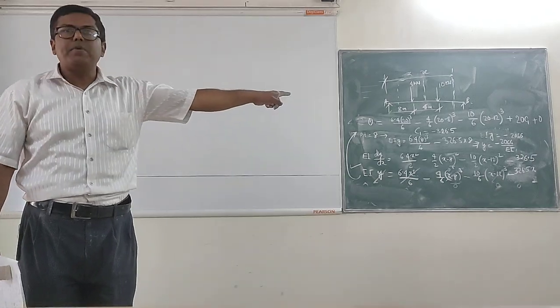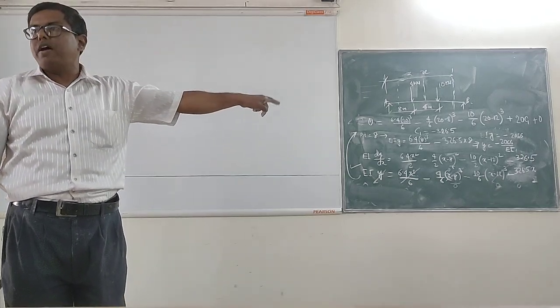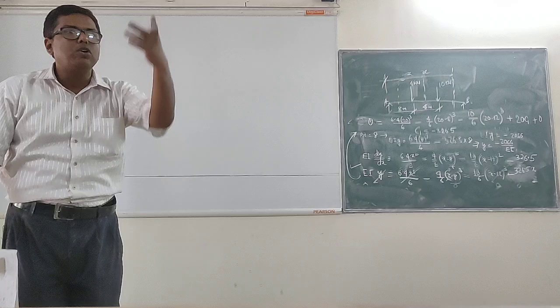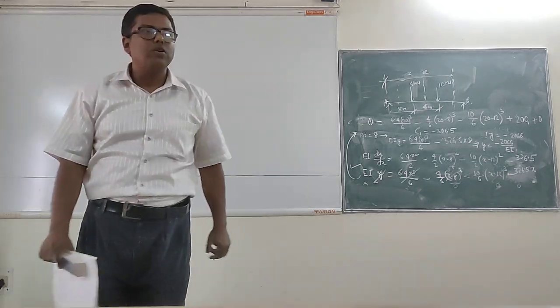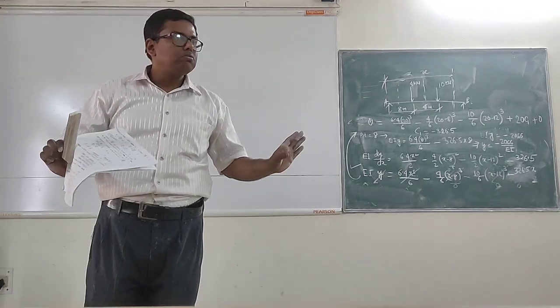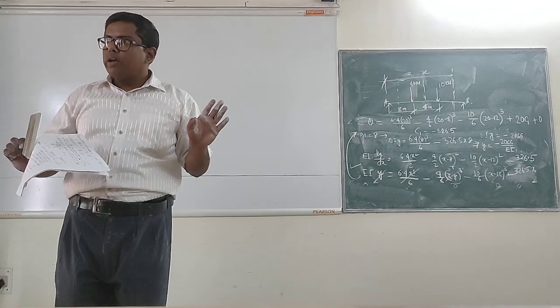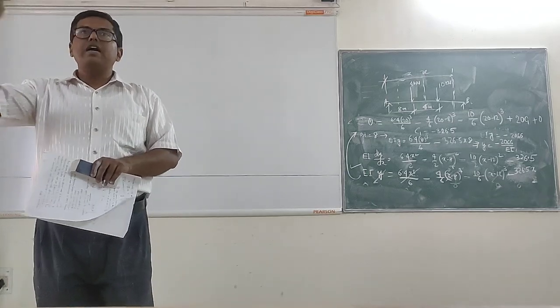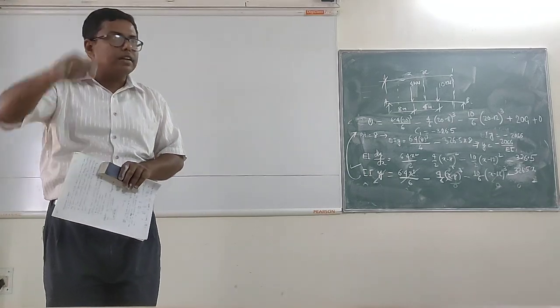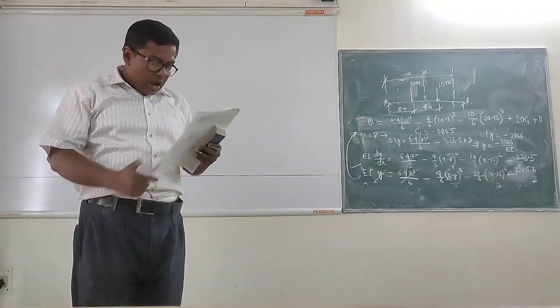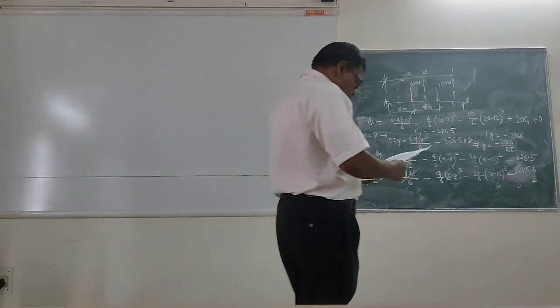In the last term, what will the multiplication of x be? 326.5 multiplied by 12. That will give you the deflection under the 10 kilonewton load. Have you understood? Is it clear? And if you know the value of E and I, you can find out the exact deflection. Okay.